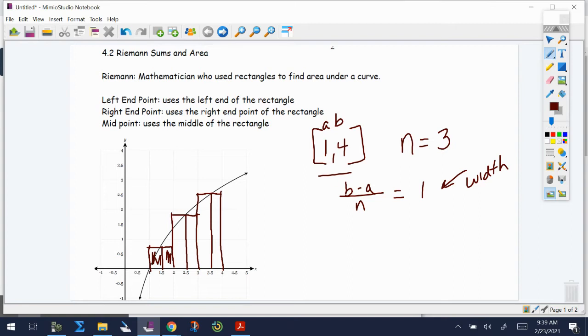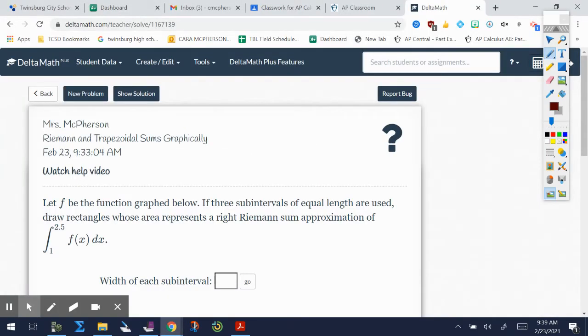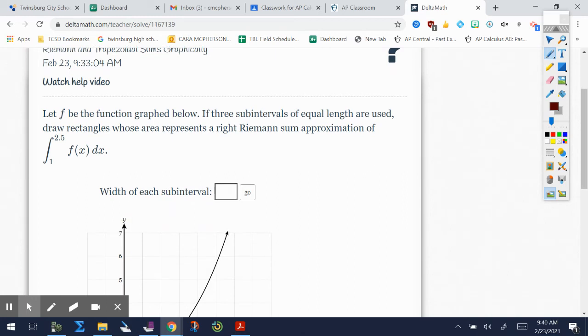So let me show you how we do it on Delta Math, because their ability to do it and mine is, I think, way better. So here's one. They have to tell you many things. They have to tell you your interval. So notice that they're writing this as an integral. Your lower number on that integral is your lower part of the interval. So it's starting at 1, and then the upper part is 2.5. I know that notation is not something you're used to, but that's what that is representing. So my lower number on that integral sign is where I'm starting, and my upper is where I'm finishing.